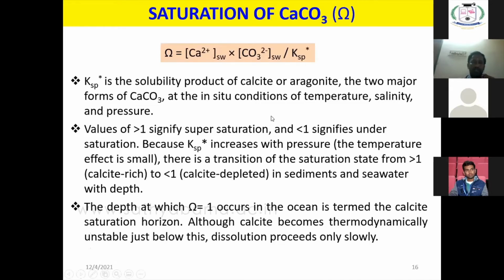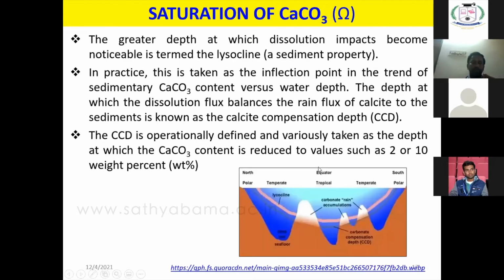So the saturation of calcium carbonate is represented there in the equation. In this case, there is a solubility product of calcite or aragonite, the two major forms of calcium carbonate, at the in situ conditions of temperature, salinity, and pressure, where the carbon dioxide contacts the seawater. Of course, when the value of this solubility product is greater than 1, it signifies supersaturation. If it is less than 1, it signifies undersaturation, not supersaturation. The greater depth at which dissolution impacts become noticeable is termed the lysocline, a sedimentary property. We'll come to this next.